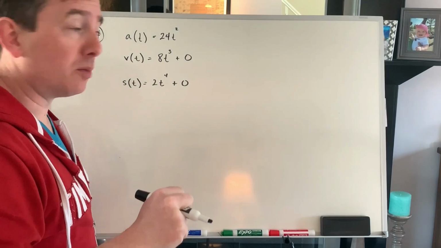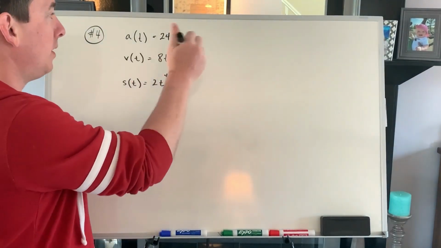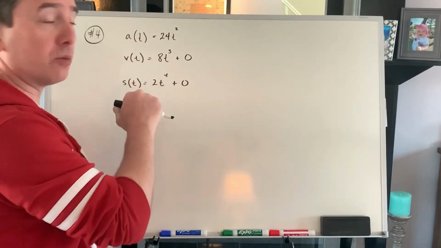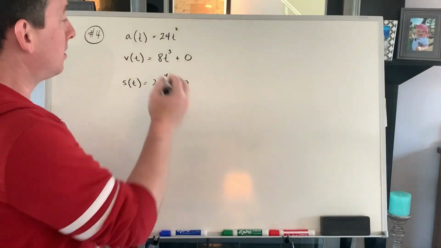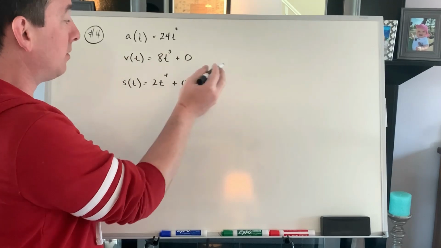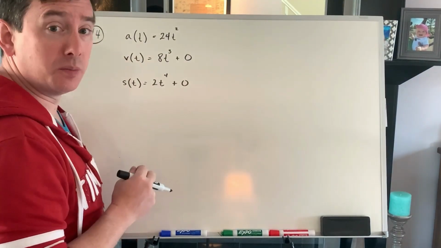Okay, now here we are with number 4. All you're given in the prompt is the acceleration function, 24t squared. So it's up to you to integrate. You could do it once or twice to get the velocity function and/or the position function.